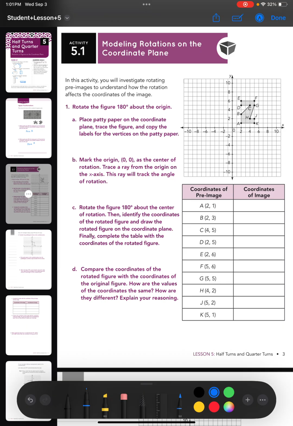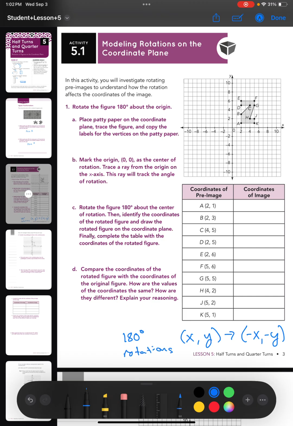Now, when you rotate 180 degrees, what you're doing is flipping it completely over. It's moving all the way around. Think of it as a flip, essentially. It's moving all the way around into a straight line. What that does is if we have a point (x, y), it's going to be the inverse of both the x value and y value. So it's going to become (-x, -y). And that's our rule we're going to use when we talk about 180 degree rotations.